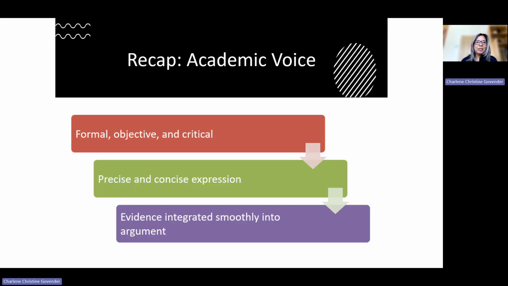Okay, so by your second year, students are most likely expected to demonstrate not only a formal and objective voice, but also critical awareness. So precision and conciseness are all key to your writing. And your academic voice that we looked at last week should show confidence and the ability to evaluate sources.